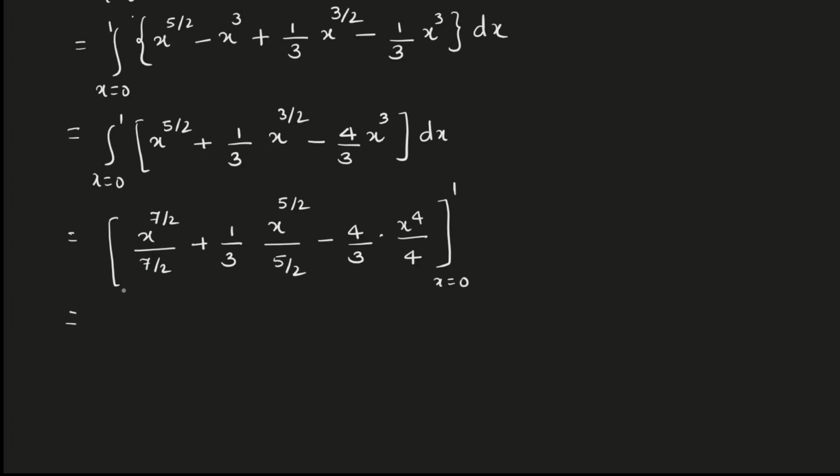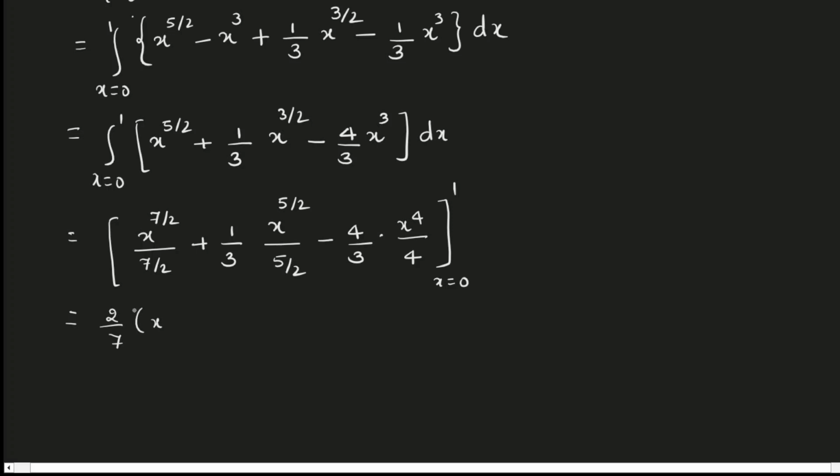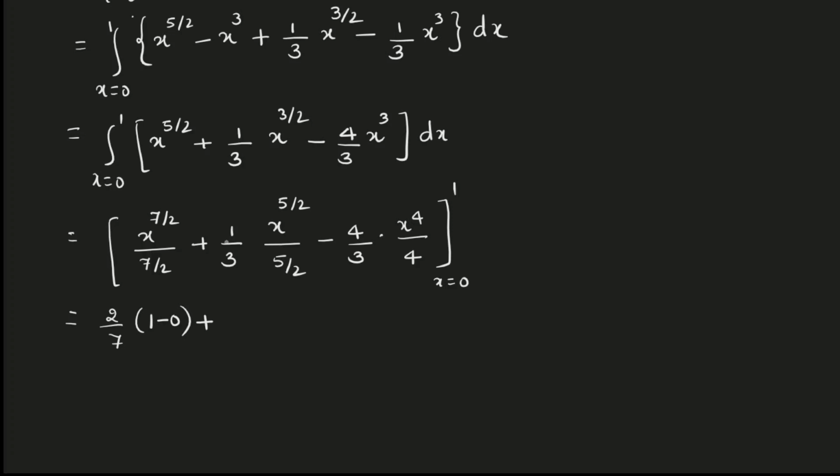Now 7 by 2 is in the denominator, so 2 by 7 x raised to 7 by 2. You apply upper and lower limits. Upper limit is 1, so we directly apply the limits. So 1 minus 0, plus 5 by 2 is in the denominator, 2 by 5, and already you have 1 by 3, so it is 2 by 15. Again upper and lower limits 1 minus 0. This 4 will get cancelled. So 1 by 3, 1 minus 0.